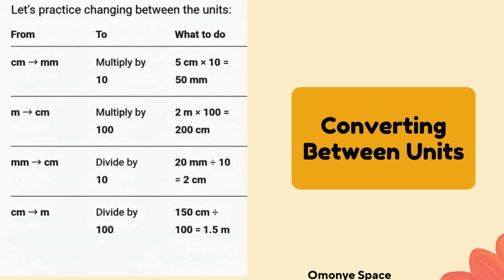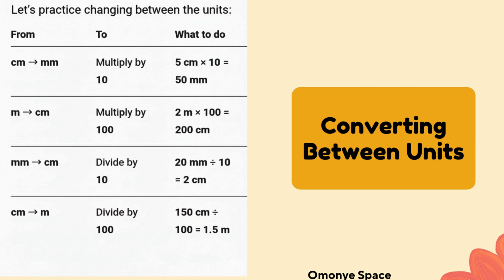Let's practice. Let's convert between units. If we are converting from centimeters to millimeters, we multiply by 10. So if we have 5 centimeters and want to convert to millimeters, we multiply by what? 10. So 5 centimeters times 10 will give us 50 millimeters. Now converting from meters to centimeters, we multiply by 100. So if we want to convert 2 meters to centimeters, we multiply by 100. So 2 meters times 100 gives us 200 centimeters.